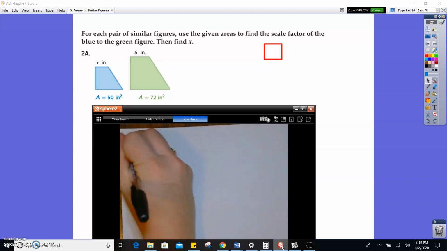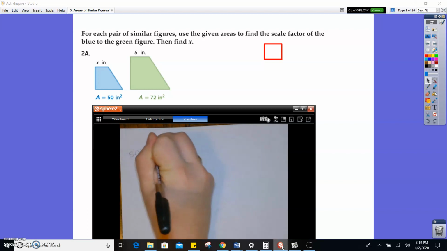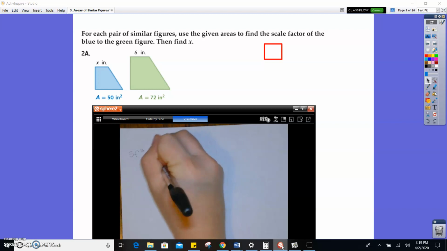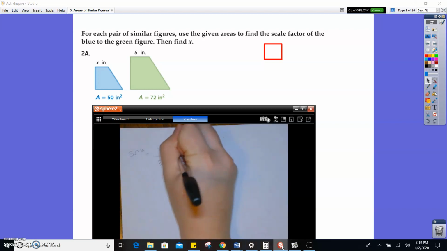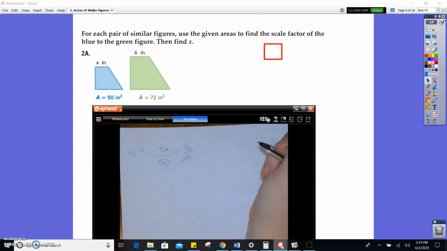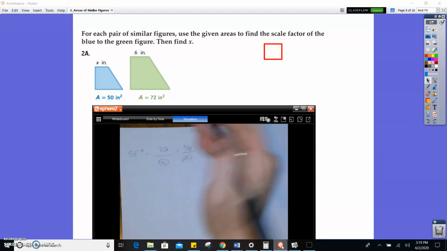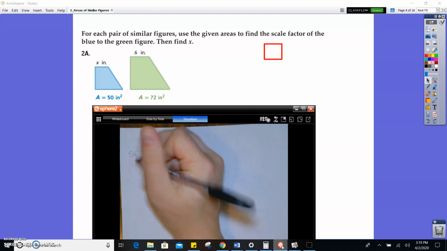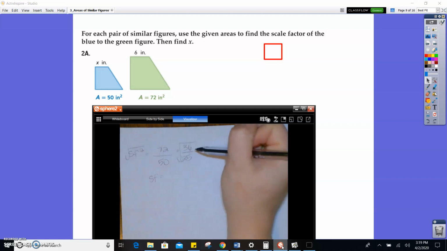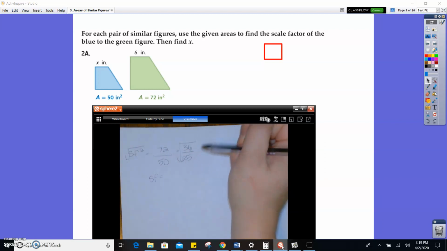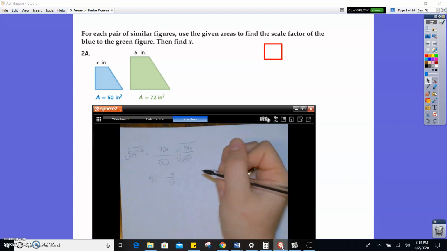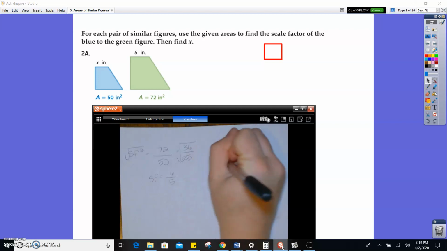So I will set up my ratio. Scale factor squared is equal to the ratio of 72 over 50. I know I can simplify this to 36 over 25. To go from scale factor squared down to just the original scale factor, you'll take the square root of both sides. And again, when you take the square root of a fraction, you're taking the square root of the numerator and the denominator. So your scale factor becomes 6/5.